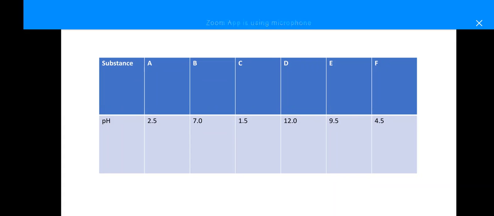Okay, so the answer is acids react with carbonate or bicarbonate to release carbon dioxide gas. So you look out for the acids in the table shown. You have A, C and F as acids. So these three acids would release carbon dioxide when they react with carbonate or bicarbonate.